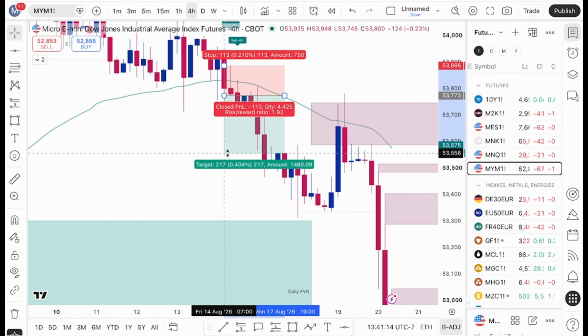If you did take it, I didn't take that. I want it out of a fair value gap, but they sometimes do deliver even though they're not out of a fair value gap. That rejection off of that EMA really helps.